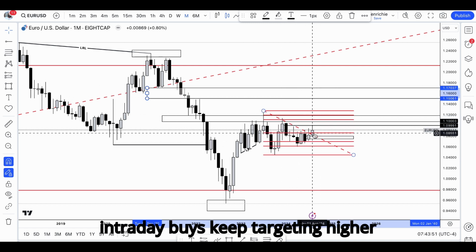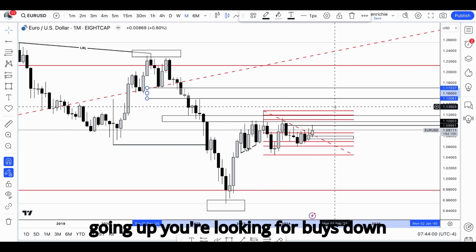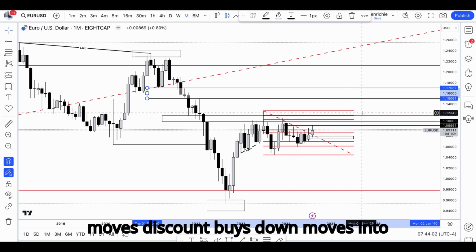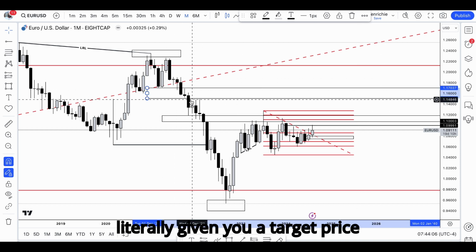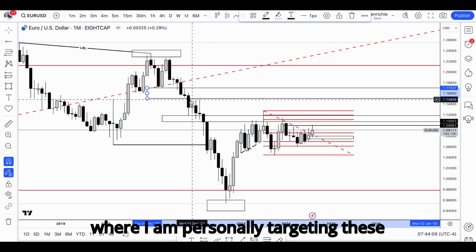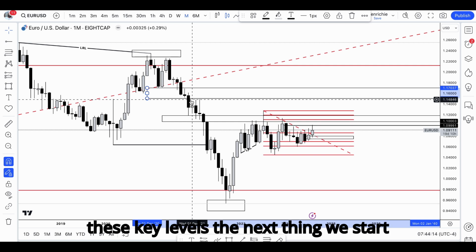Look for intraday buys, keep targeting higher. Intraday buys, as the market is gradually going up, you're looking for buys. Down moves into discount buys, targeting this. I've literally given you a target price where I am personally targeting these prices. I'm targeting price to go to these key levels.